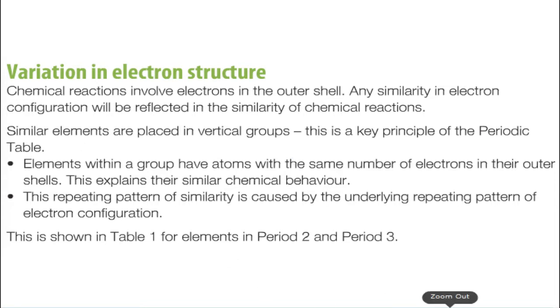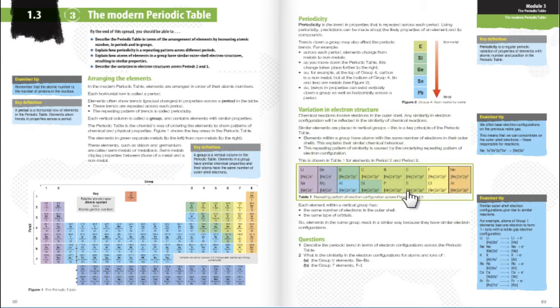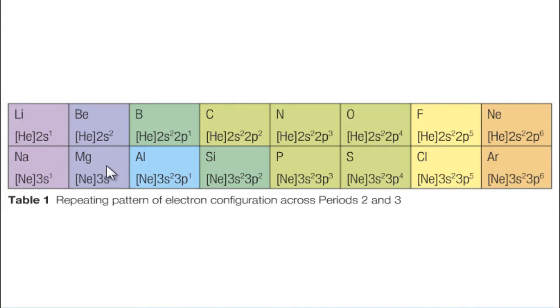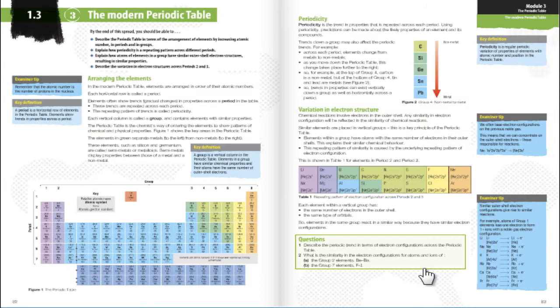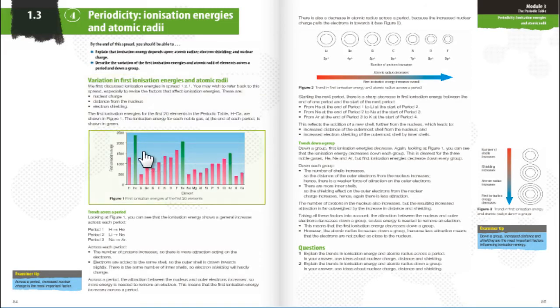So we go back to the table, then if you look at each one, the electron configuration gradually increases like so. Goes along like that, and we zoom out again. We can move on to the next part now, and ionization energies.